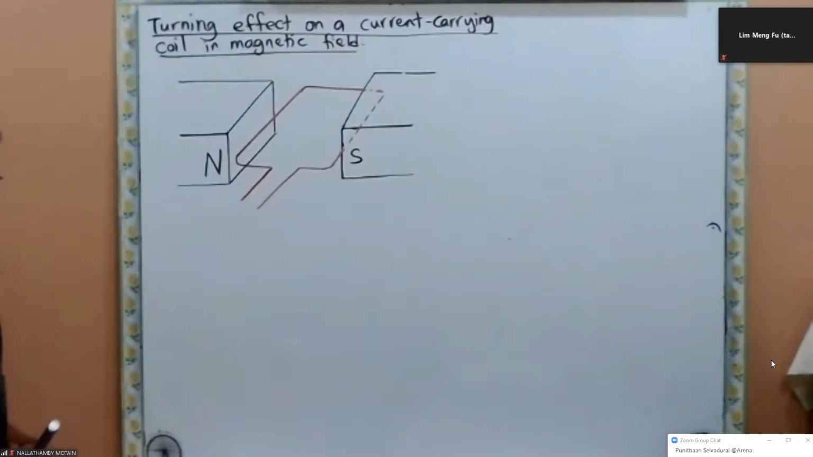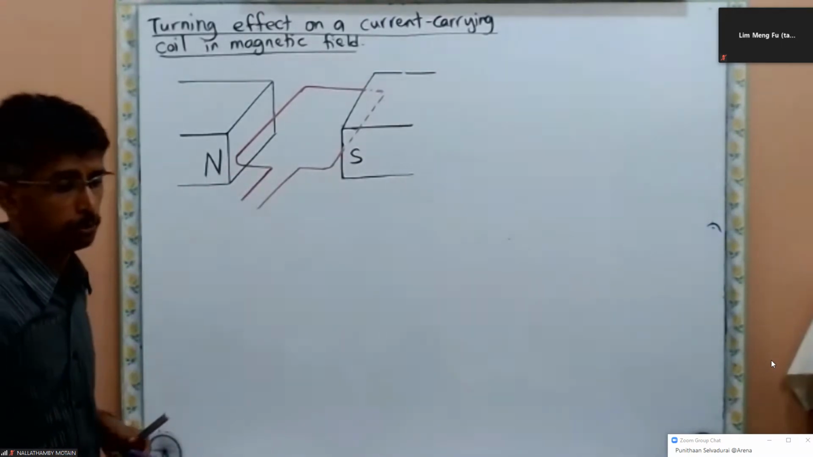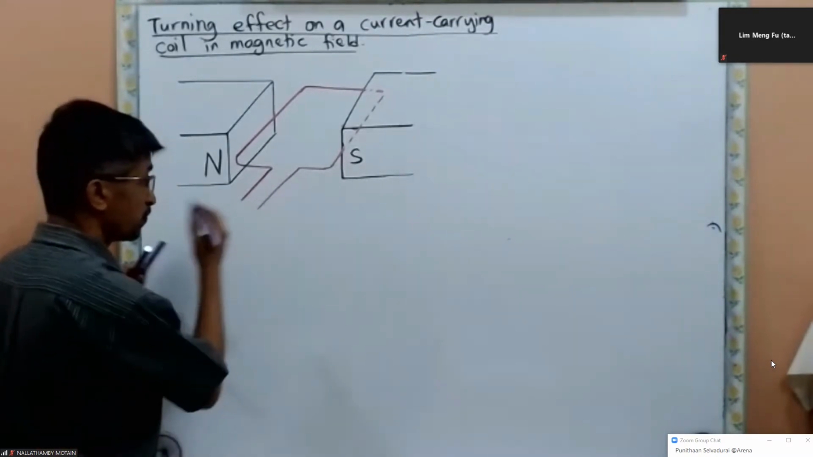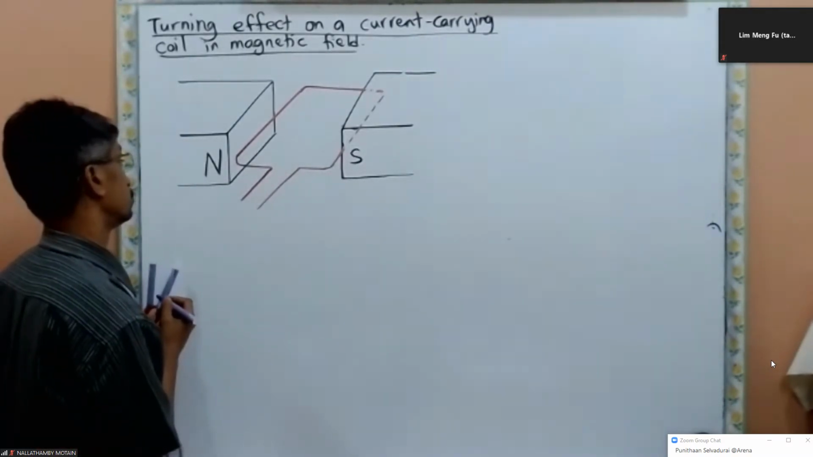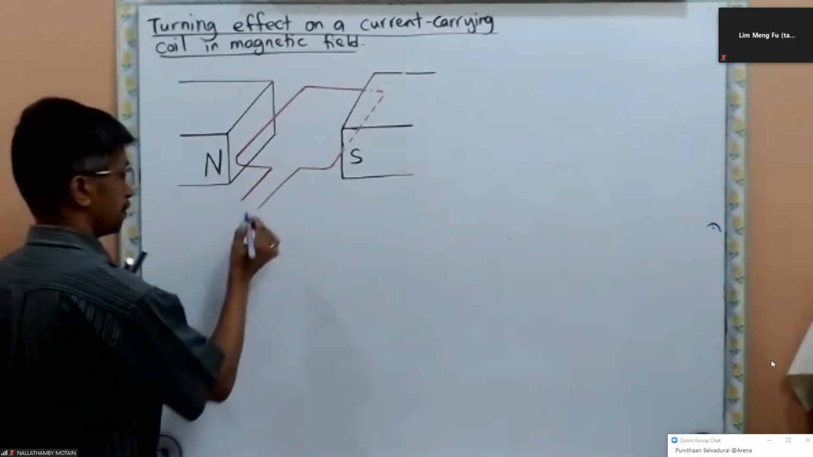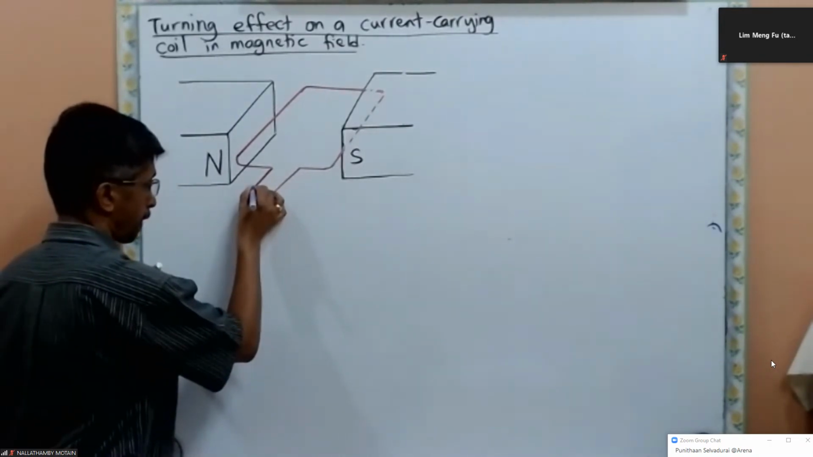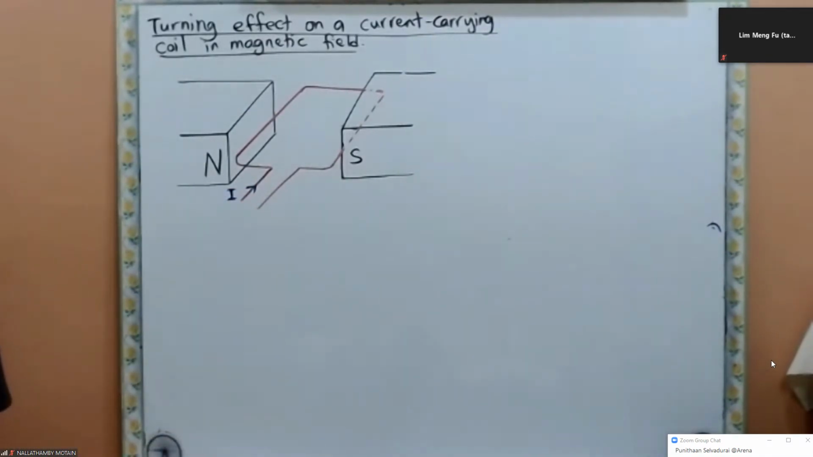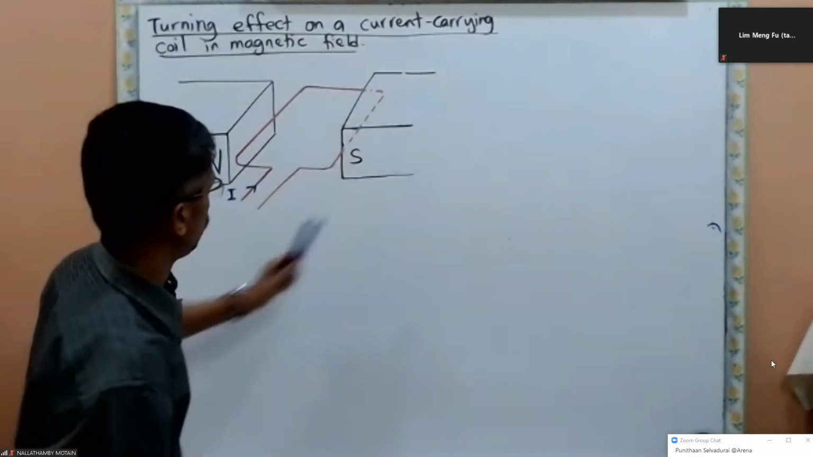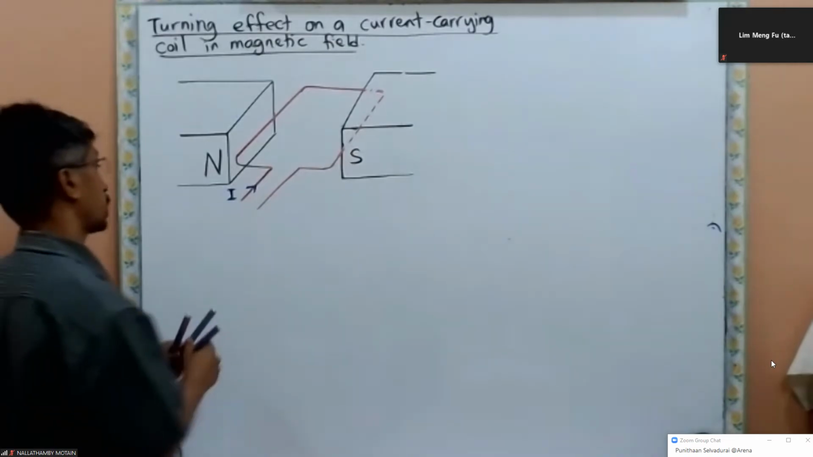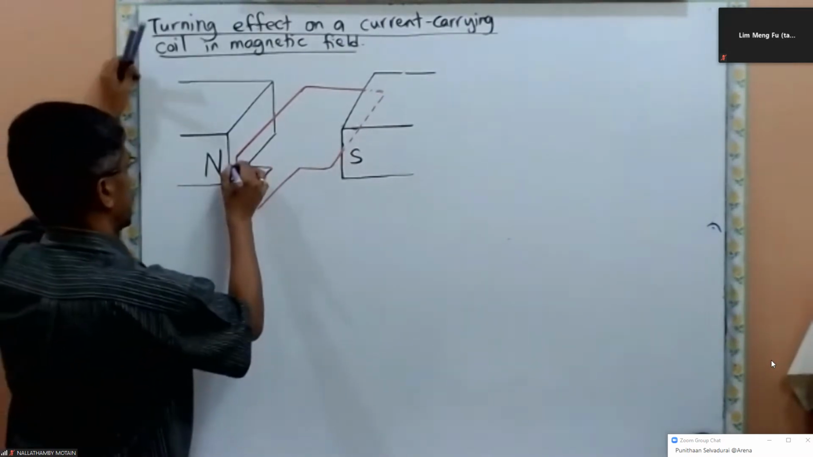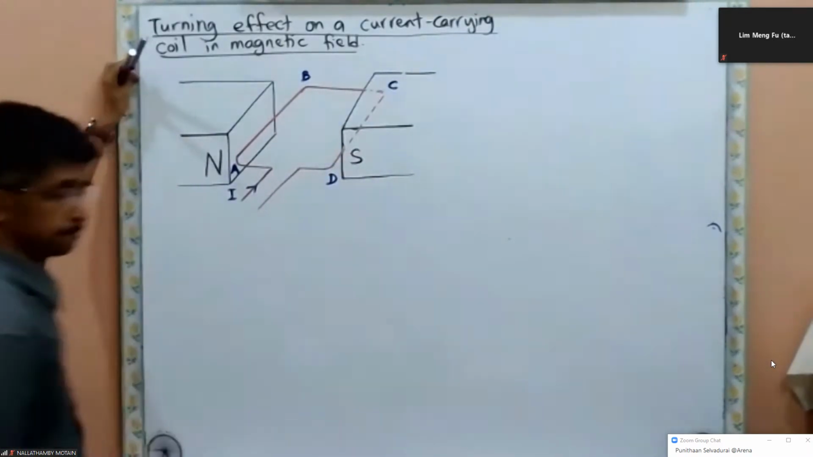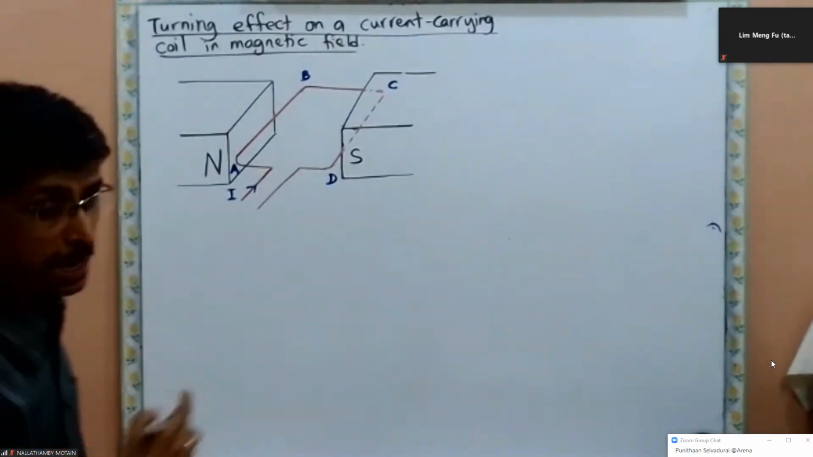But now in this flat circular coil, there's no current flow. Let's say there's a current flow, starting over here. So on this coil, where is the current flowing? Let's say I label over here as A, B, C, D.